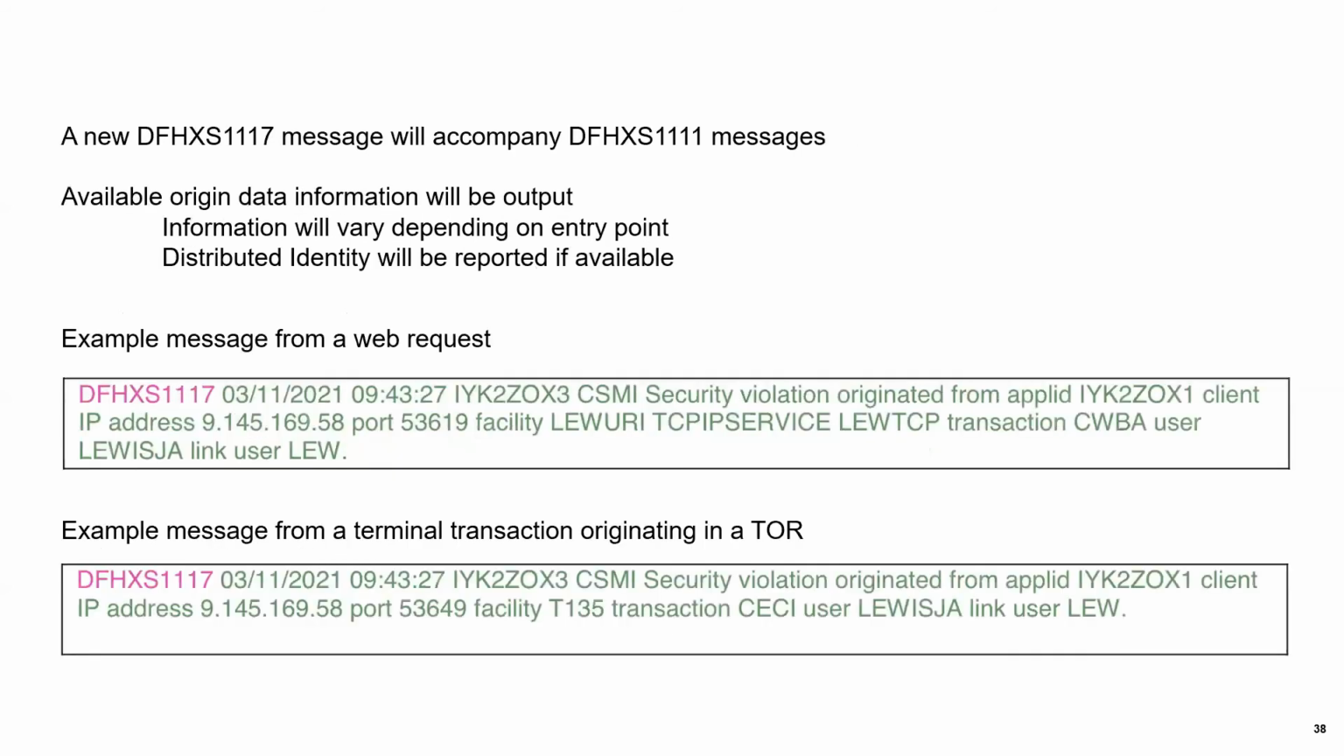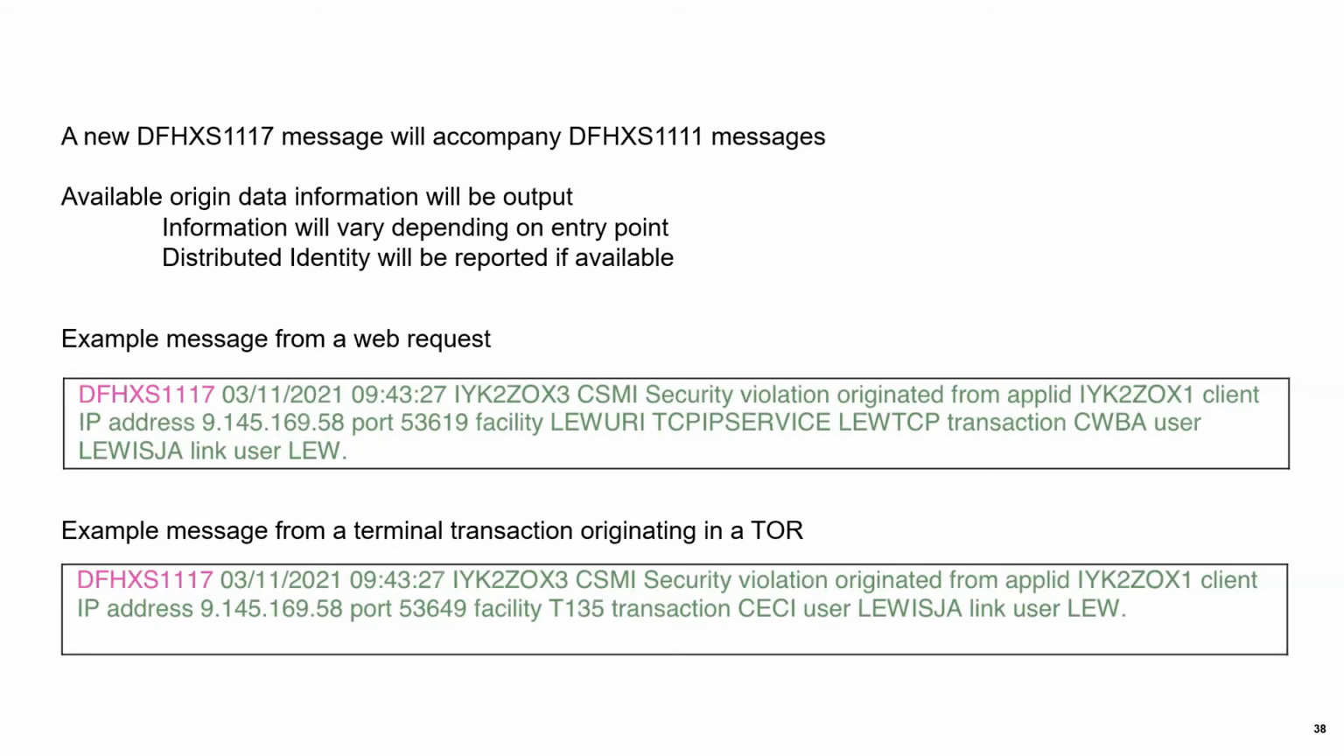So what we've done is we've introduced a new security message to accompany the XS 1111 message. We didn't want to change the 1111 message because it's so used in automation. So we've got an accompanying 1117 message that goes alongside each of the 1111 messages. And in these, you'll get a lot more information about the origin data of the original request. So I've given two examples here.